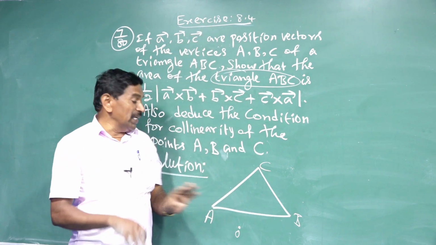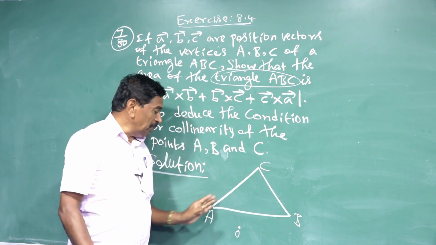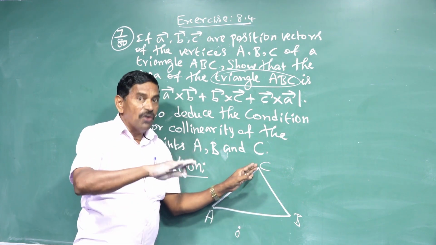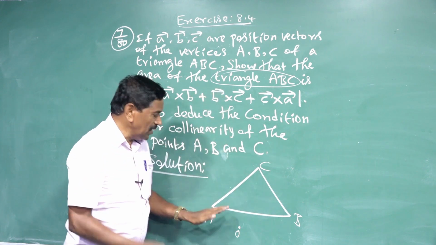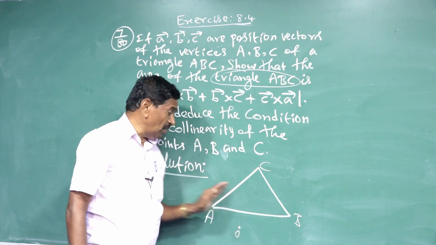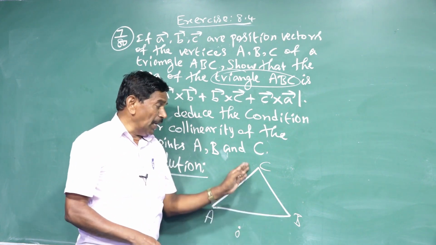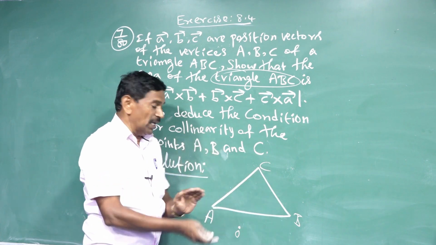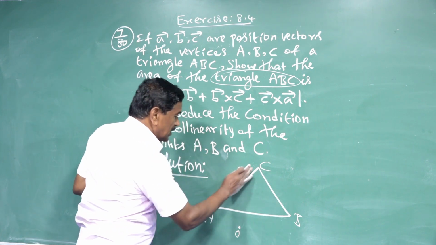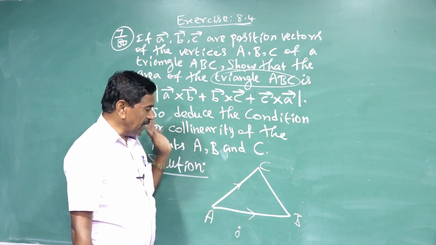Now, what is the area of the triangle ABC equal to? Area of the triangle ABC equals half into modulus of AB vector cross AC vector, because here AB vector and AC vector are adjacent sides. That is, the area of the triangle is half into the modulus of the cross product of adjacent sides, AB vector and AC vector.